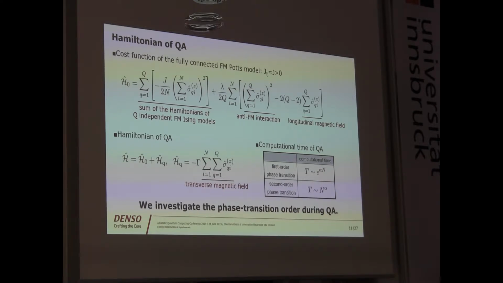The Hamiltonian of quantum annealing is shown below, where a transverse magnetic field is applied to induce quantum fluctuations, and gamma controls the strength of the transverse magnetic field. We investigate the phase transition order during quantum annealing of the ferromagnetic Potts model. The phase transition order is strongly related to the computational time of quantum annealing, and if a first-order phase transition occurs during quantum annealing, the computational time typically increases exponentially with the system size.